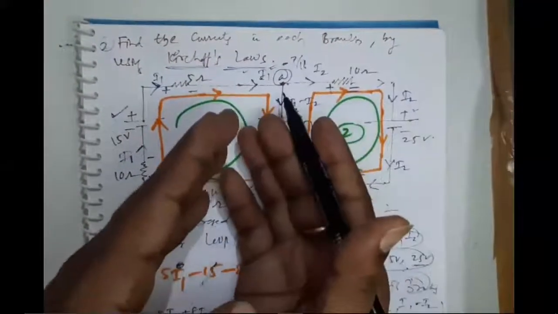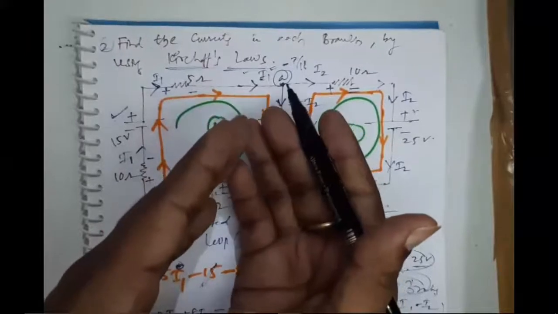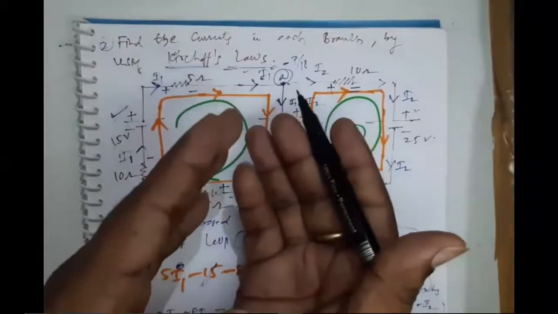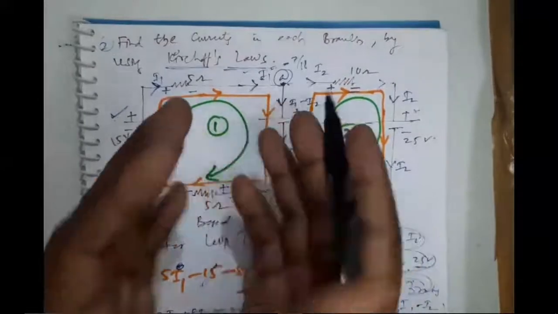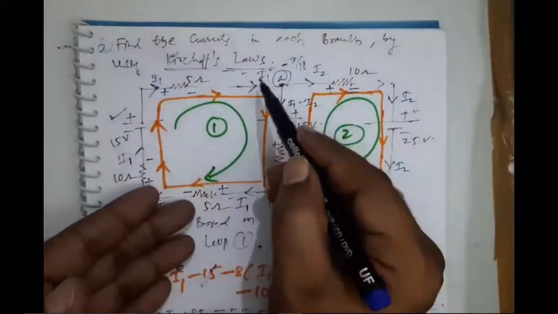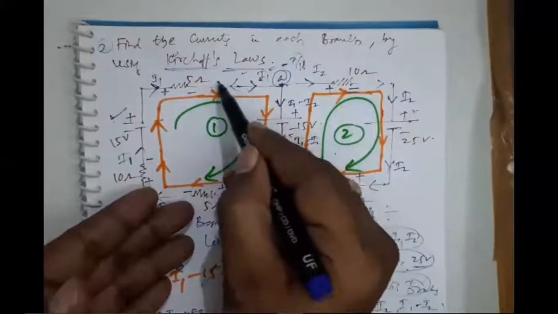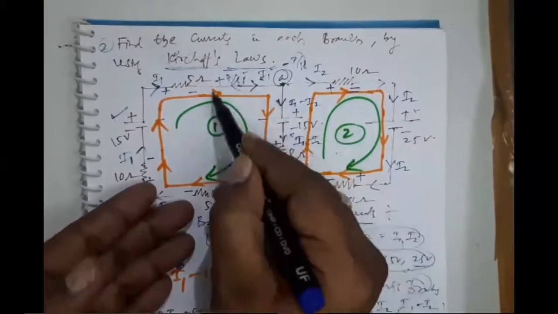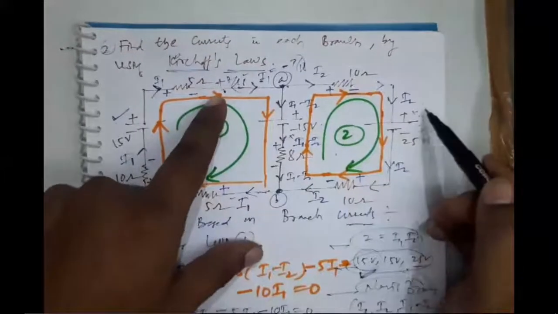If you want to make this value positive instead of negative, how can you do it? If you reverse this current, instead of the minus value, it will become plus 7 by 18. When will this value become a plus? If 25 volts is active.